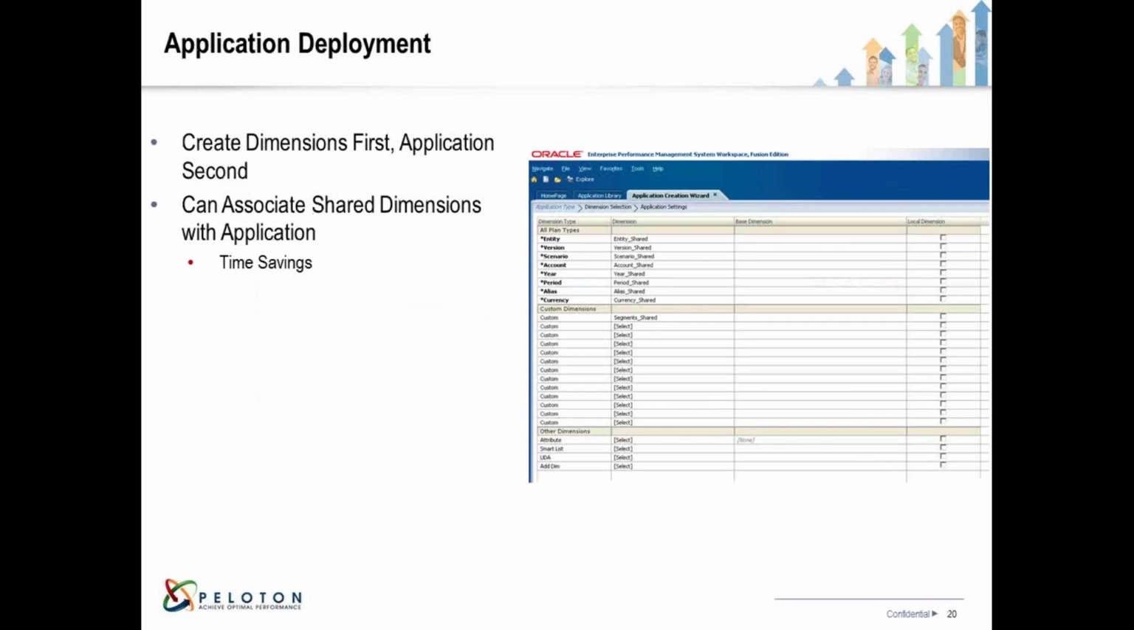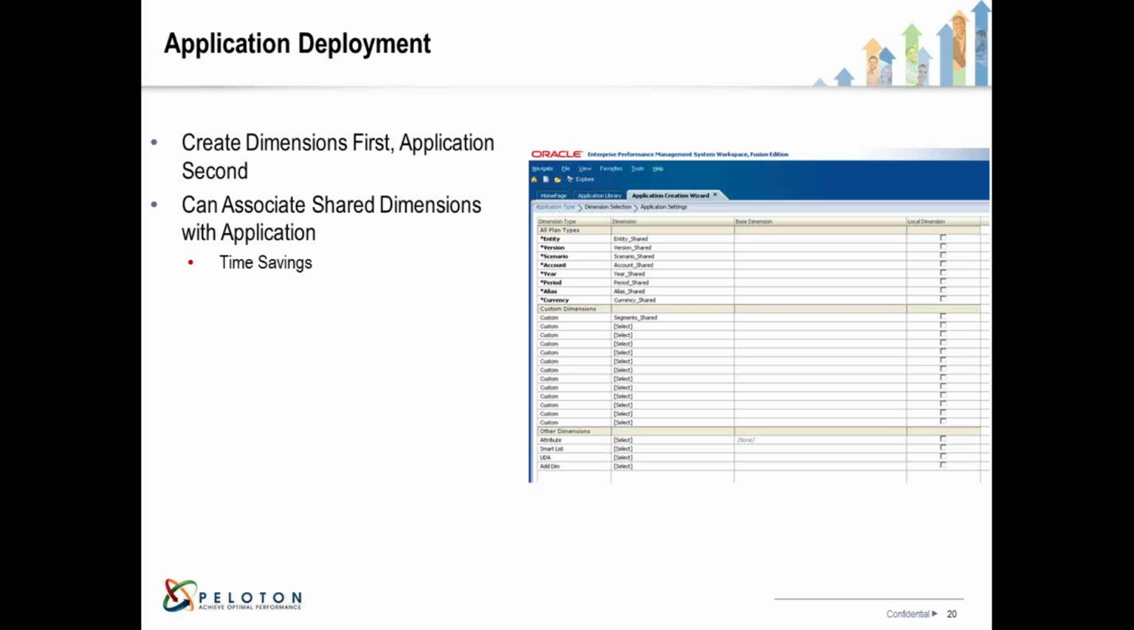So one thing that I always recommend is to always create your dimensions in your dimension library first, and then create your application second. And the reason why we do this is because when you're creating your application, if you have shared dimensions in your dimension library that you want to bring in, you can do that from within the application wizard.